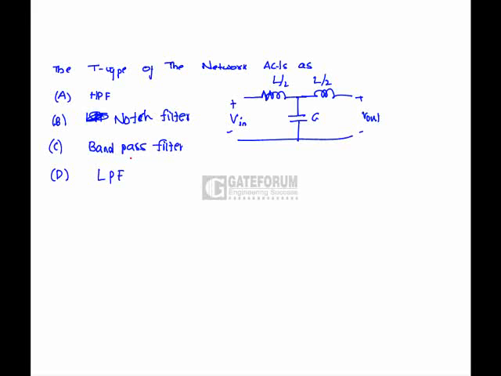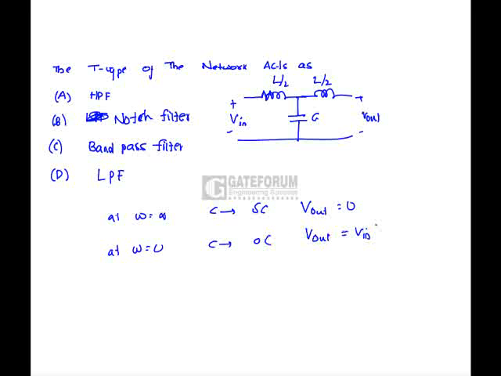Type of the network: the capacitor acts as follows. At omega equals infinity, meaning at infinite frequency, the capacitor acts as a short circuit. Hence V out is going to be 0. At omega equals 0, the capacitor acts as an open circuit, meaning V out is nothing but V in. Hence, if we plot frequency versus V out, the magnitude versus frequency plot is going to be like this. Hence, it is a kind of low pass filter. Hence, option D is correct.